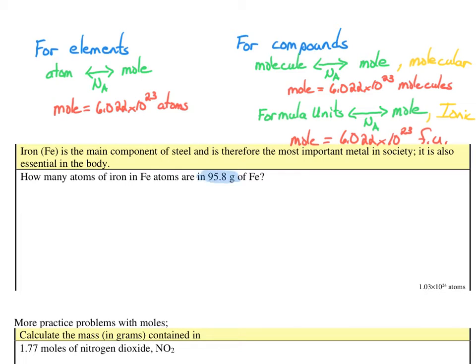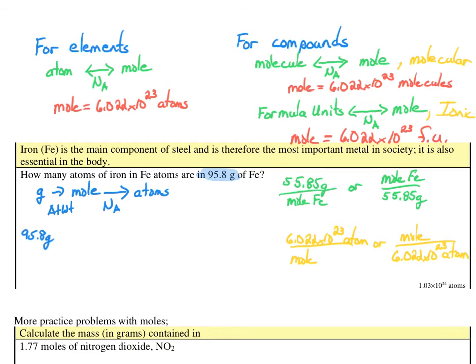In this first problem, we want to go from grams to atoms. So we're actually going to need two conversion factors. We can convert between grams to moles using, in this case, our atomic weight, since we're dealing with an element. If we were dealing with a compound, we'd use a formula weight. Then we could go from moles to atoms using Avogadro's number.